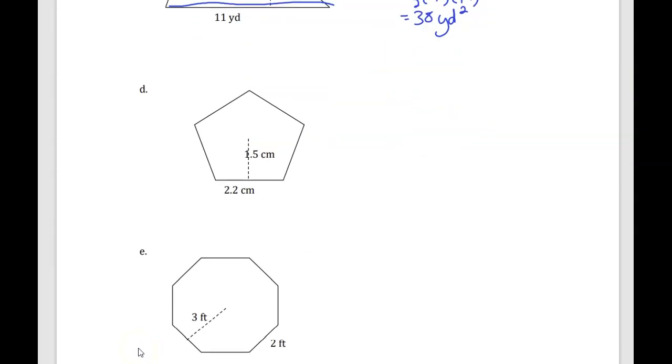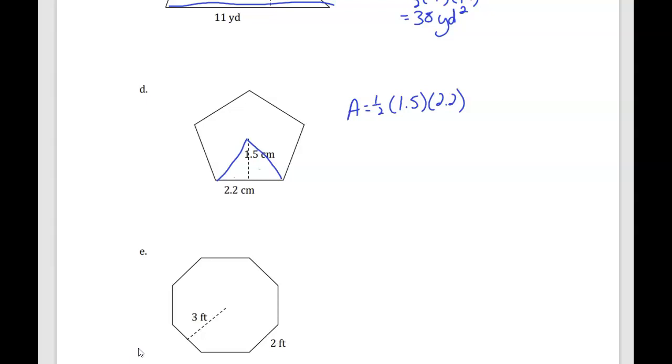Now I have a pentagon. Notice, if I go from the center here and draw to the corners, I can make a triangle, and I can do that on each one. So the area here is going to be 1/2 of 1.5 times 2.2. 1.5 times 2.2 will give me the area of this triangle.